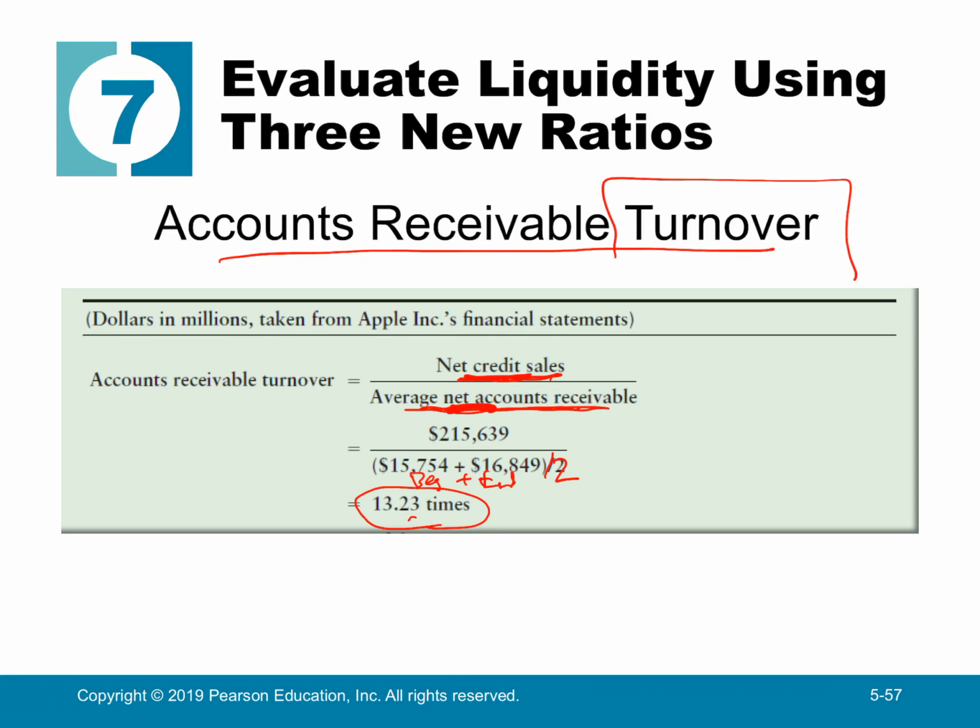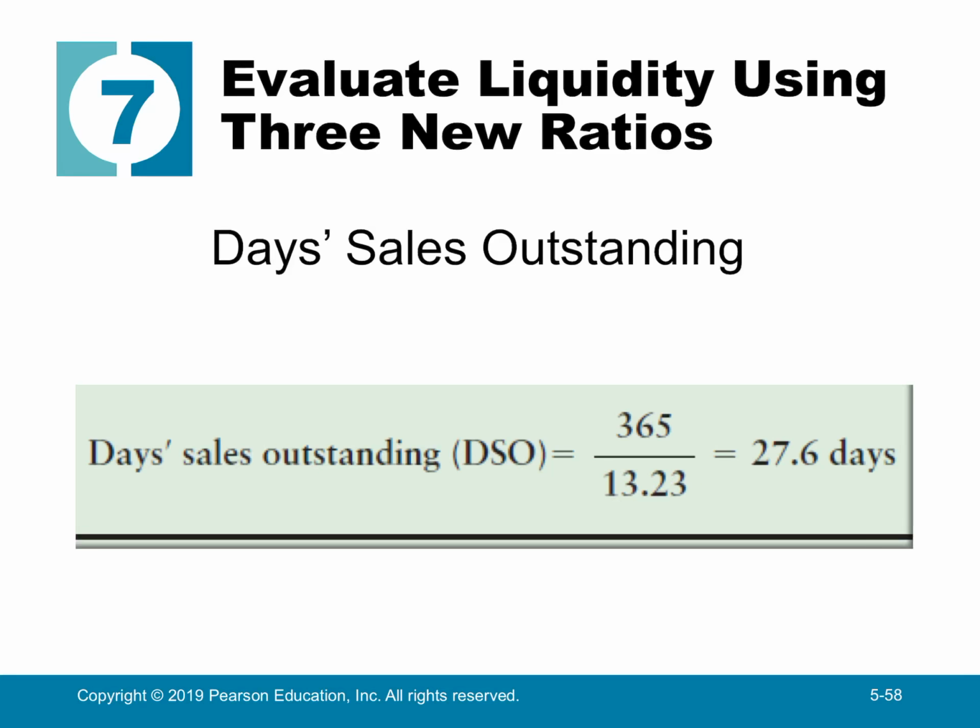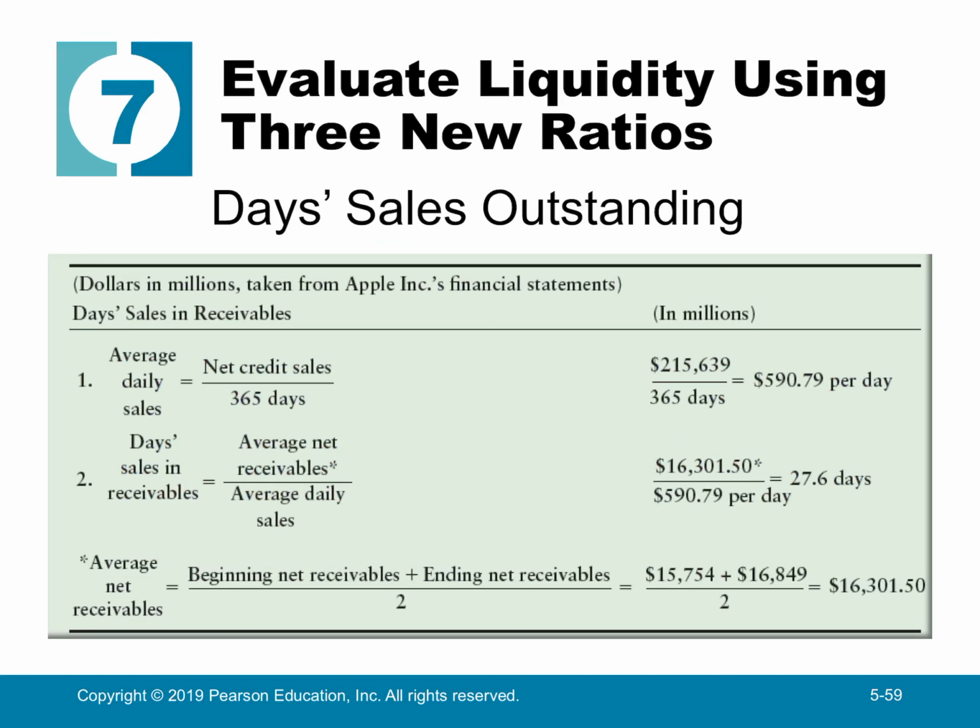The turnover ratio is kind of difficult to intuitively understand. So what we do is we create what's called days sales outstanding. We simply take 365, the number of days in a year, and divide it by this turnover ratio, and you'll get 27.6 days. And this is a little bit more intuitive. Think of the 27.6 days like, on average, it took you 27.6 days to collect your account receivable, right? So that makes a little bit more intuitive sense.